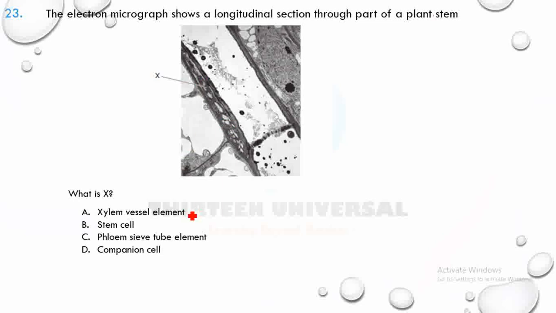So is that a xylem vessel element? No. Is that a stem cell? No. Is it a phloem sieve tube element? No, because the phloem sieve tube element is this one. So what is it? Companion cell. Companion cells are associated with phloem sieve tube elements because they help to load sucrose into it. So the answer is D, guys.